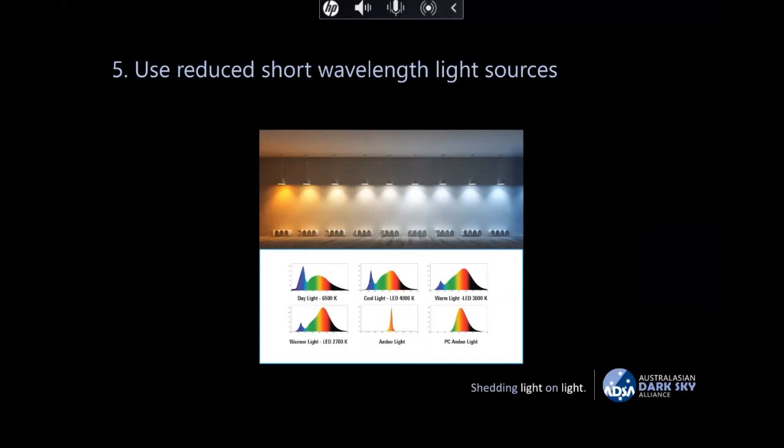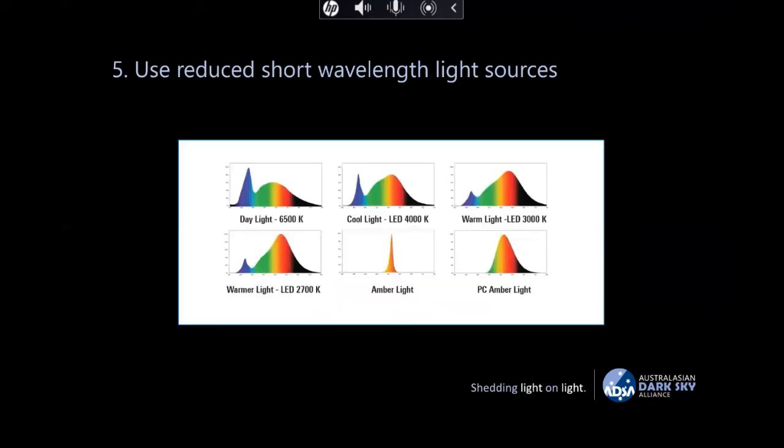And in essence, it's a good rule of thumb: the warmer the color temperature, the less blue you're going to have in the spectrum. And we can see this demonstrated here. From 6,500 Kelvin down to 3,000 Kelvin, 2.7, the blue slowly reduces as we warm up our color temperature. And then we can move into ambers and PC amber lights, and you can see they have basically no blue. And so the question would be, well, shouldn't we just use those all the time?